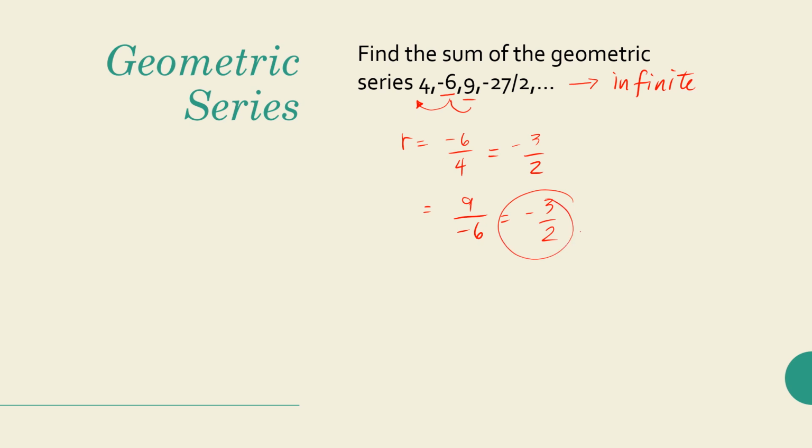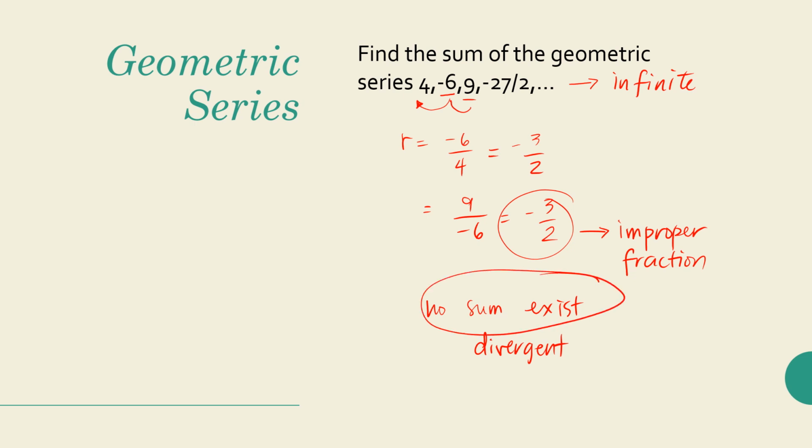But the question becomes, is 3 over 2 a proper or improper fraction? This one is an improper fraction. And therefore, if the common ratio is an improper fraction, then there is no sum. Okay? There is no sum exists. And this is divergent. So, wala pong sum na nag-i-exist dito sa series na ito. So, no need to solve, but you have to write no sum exists.